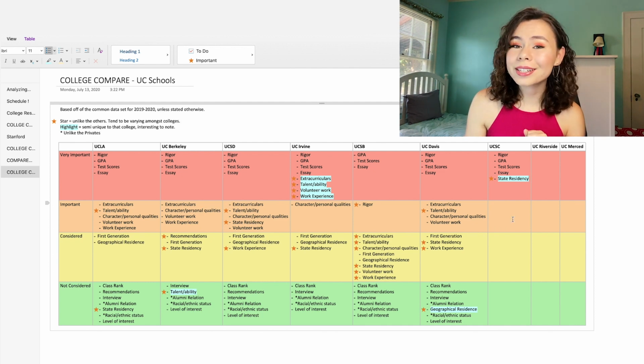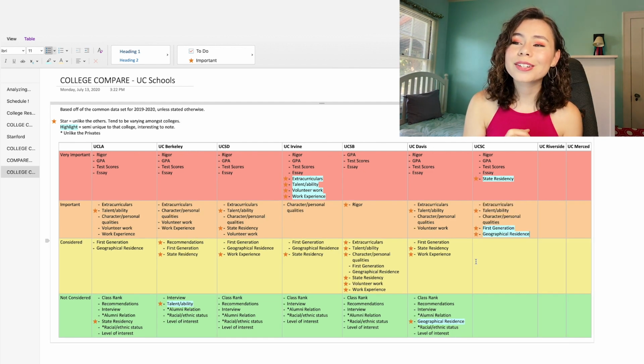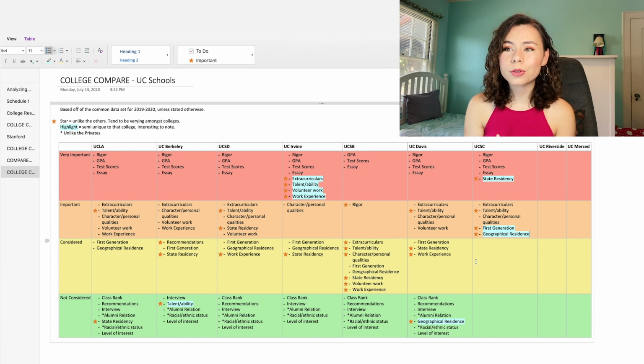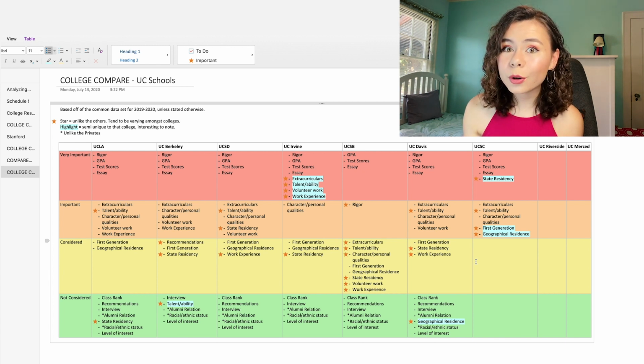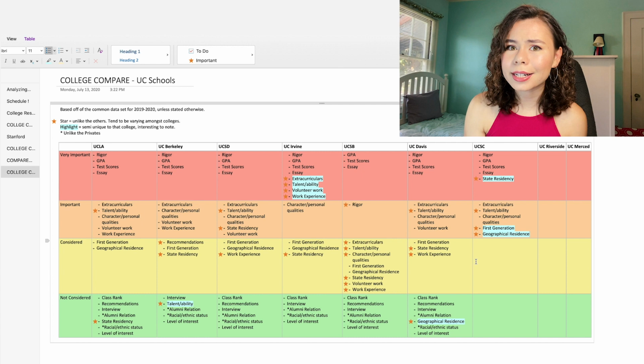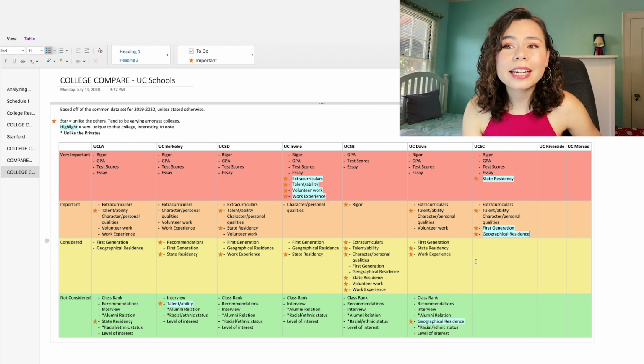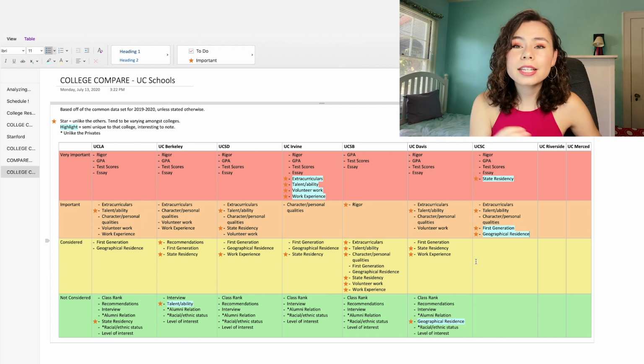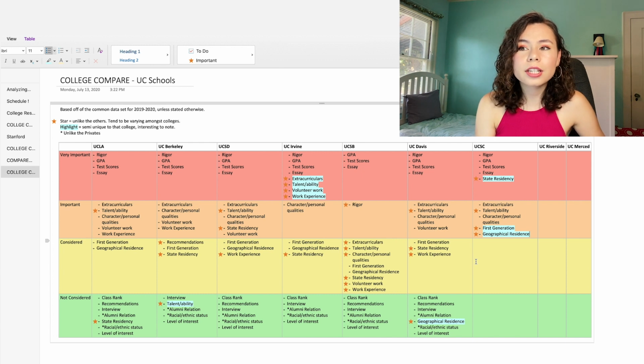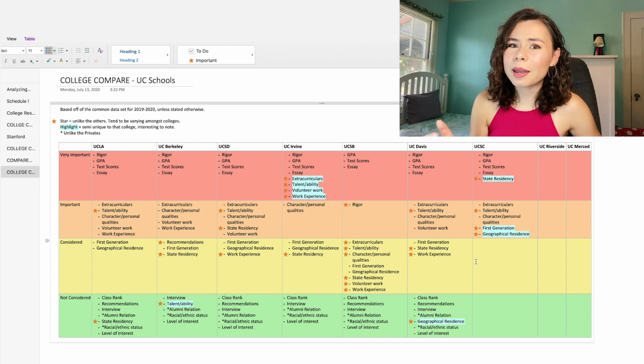Now for the important category, we have extracurriculars, talent or ability, character or personal qualities, whether you're first generation, and your geographical residence. This I especially highlighted and starred because, whoa there, this is so unlike the other ones. Usually it's under considered, but now it's actually important.